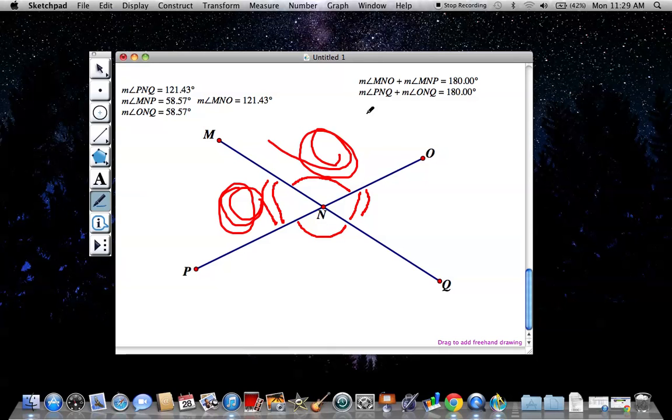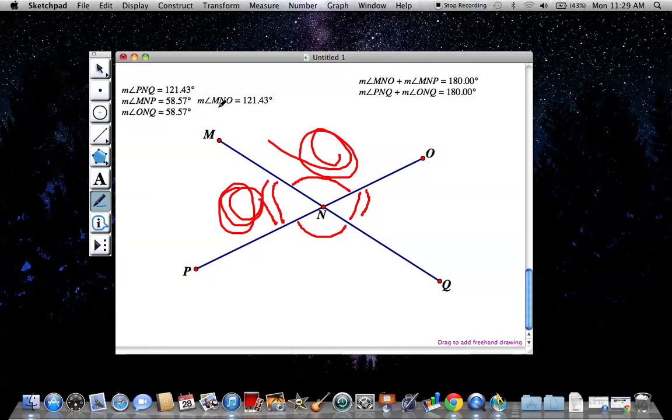Now, there's adjacent angles, linear pair, complementary angles, supplementary angles, and vertical angles. Okay, if you didn't get the definitions, adjacent angles are two angles that have the same vertex and they share a common side. A linear pair are adjacent angles whose uncommon sides form opposite rays. They also sum to 180 degrees.